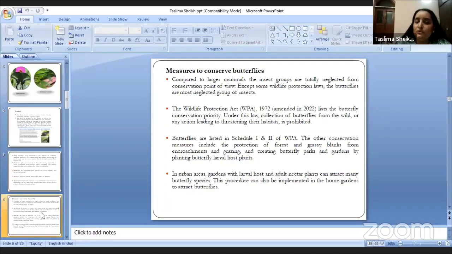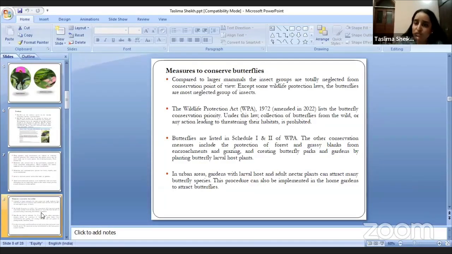We need to collaborate with the help of many national government organizations, and with many other institutions. As we know, many butterflies are listed in Schedules 1 and 2 of the Wildlife Protection Act, which was recently amended in 2022. Now we have only two schedules for animals, and Schedule 1 and Schedule 2 say what type of conservation we need to do for these scheduled species.